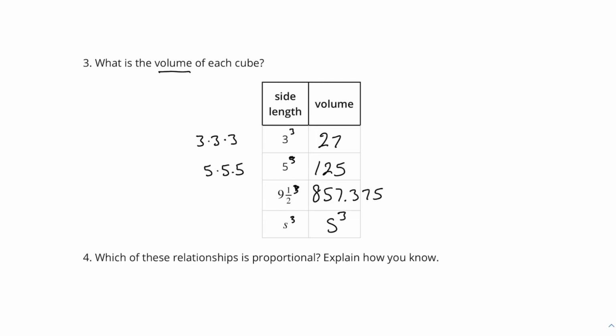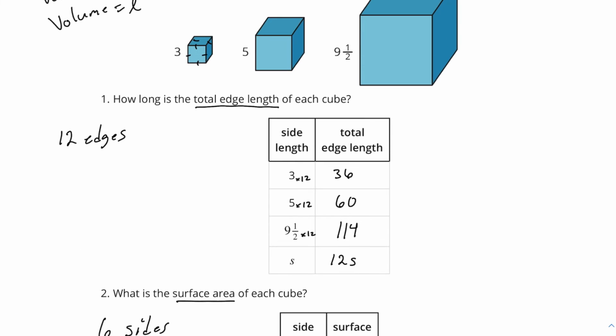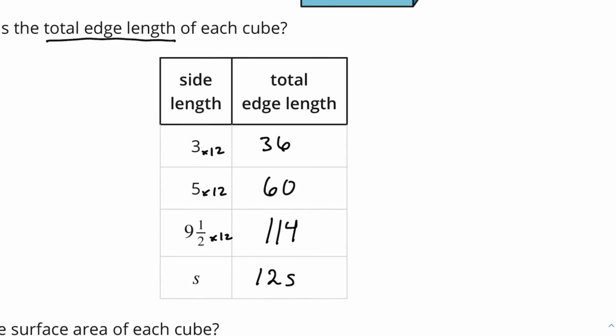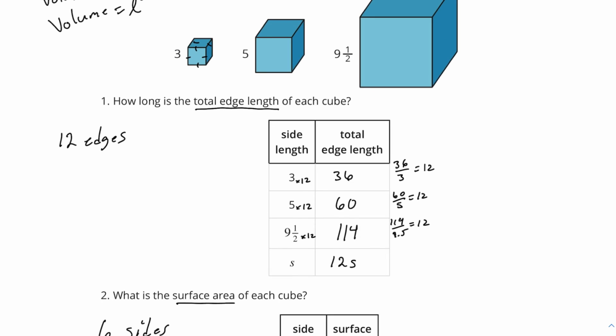It says, which of these relationships is proportional? Explain how you know. So we're going to do a y over x scenario in each one of these. For our first one, we have total edge length over the side length. If I do 36 divided by 3, it'll give me 12. 60 over 5 gives me 12. 114 over 9.5 is 12. And this makes sense because we multiplied by 12 to get those numbers. So when you divide them, you're going to get 12 back out. So this is proportional. The first one is, so I'm going to write proportional.